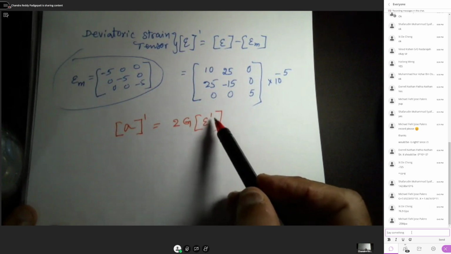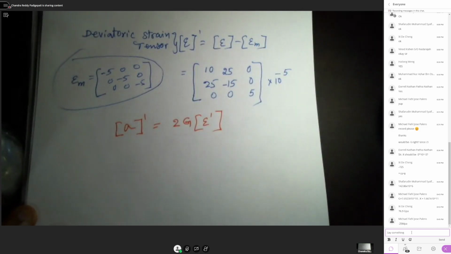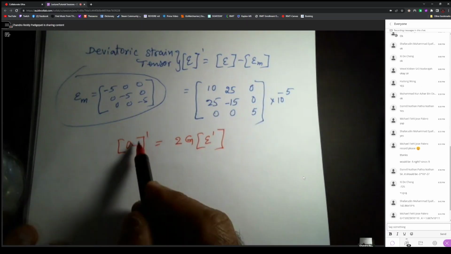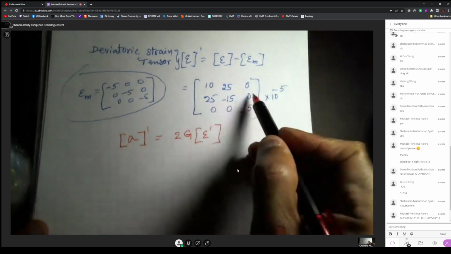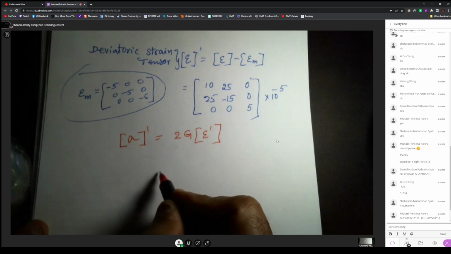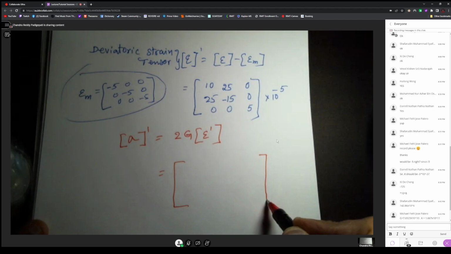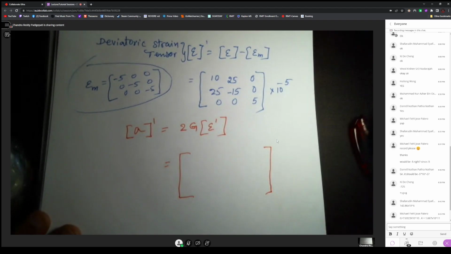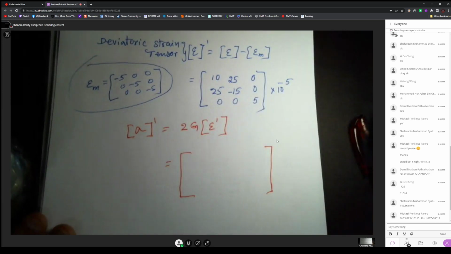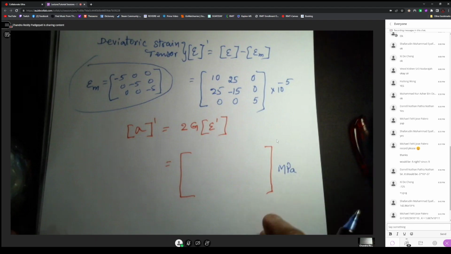Okay, so it doesn't matter whether you put the dash below, inside or outside the square brackets. So you will be able to calculate the deviatoric stress tensor by multiplying the deviatoric strain tensor with 2 times G. So guys, can you tell me the values? So just multiply with 2G all the elements. So you can use megapascals here.